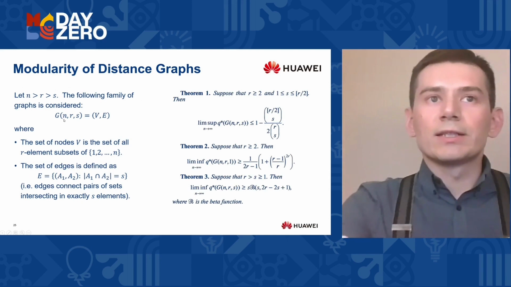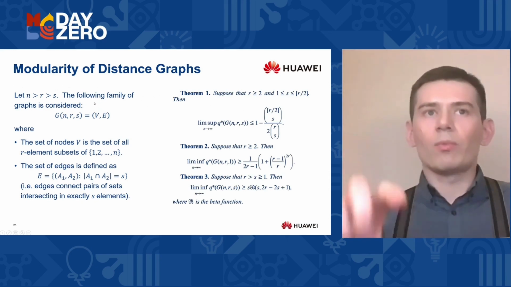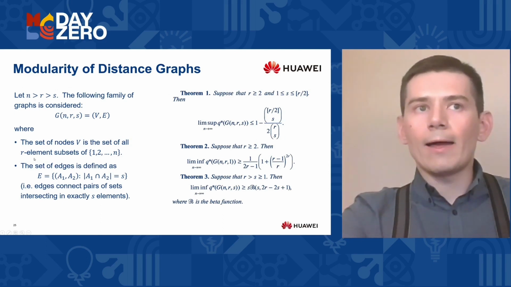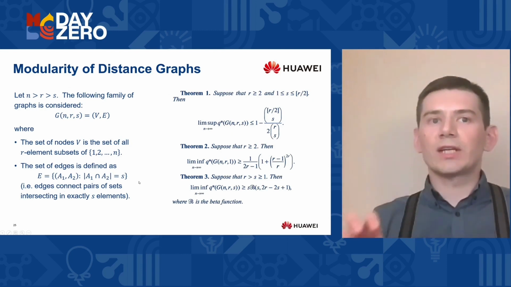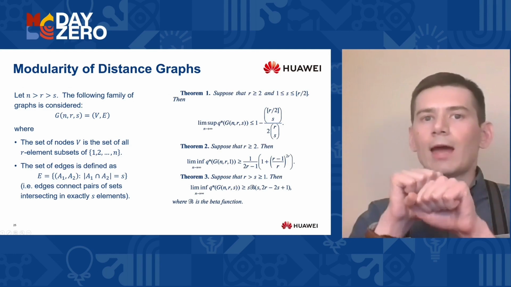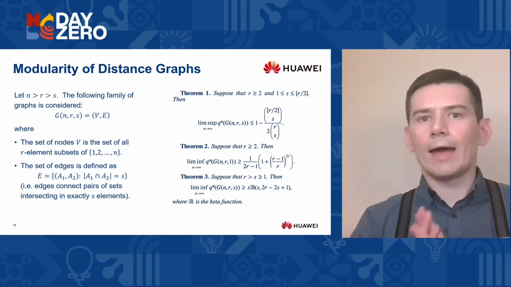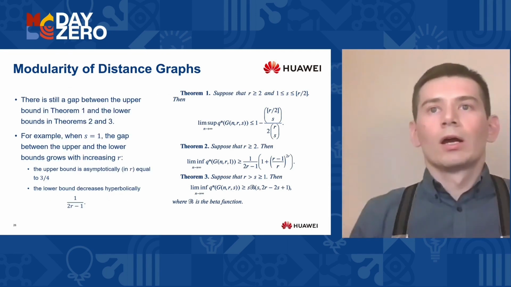So the distance graph is a family of graphs. It's not one graph, it's a family of graphs. The set of nodes is the set of all R-element subsets of the range of numbers from 1 to n. And the set of edges is defined as pairs, where edges connect pairs of sets intersecting in exactly S elements. So we have 3 parameters, N, R, S. And we have beautiful theorems.